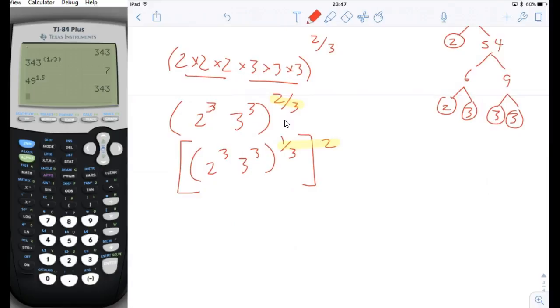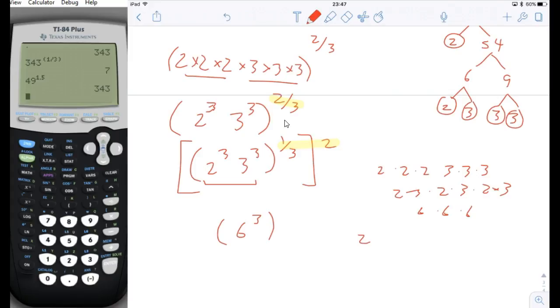So now what we're going to do is we're going to say, okay, 2 to the 3rd times 3 to the 3rd is actually equal to 2 times 3 to the 3rd, right? Which is equal to 6 to the 3rd. Does that make sense? Because if you have 2 times 2 times 2 and 3 times 3 times 3, then it's the same thing as 2 times 3 times 2 times 3 times 2 times 3, which is equal to 6 times 6 times 6, which is 6 to the 3rd, right?